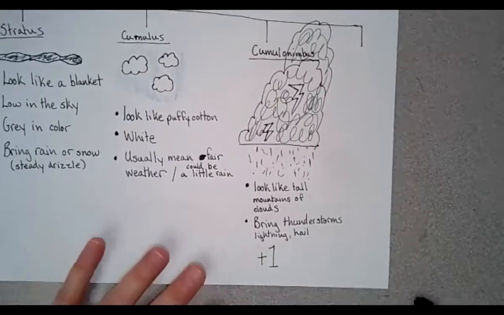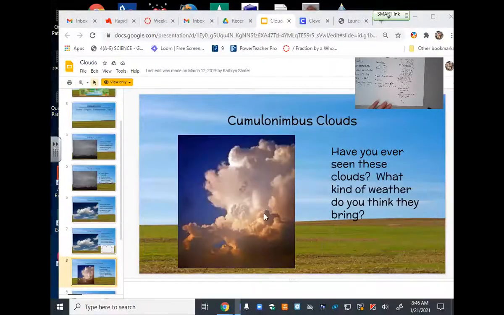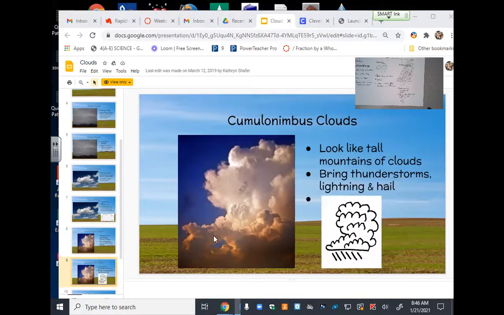Now I'm going to show you, screen share again, a picture of some cumulonimbus clouds. All right, so cumulonimbus, this is what they look like. They are tall mountains of clouds. You'll see that they're gray on the bottom down here. That is because they are heavy and full of rain. They look like tall mountains of clouds. They bring thunderstorms, lightning, and hail.